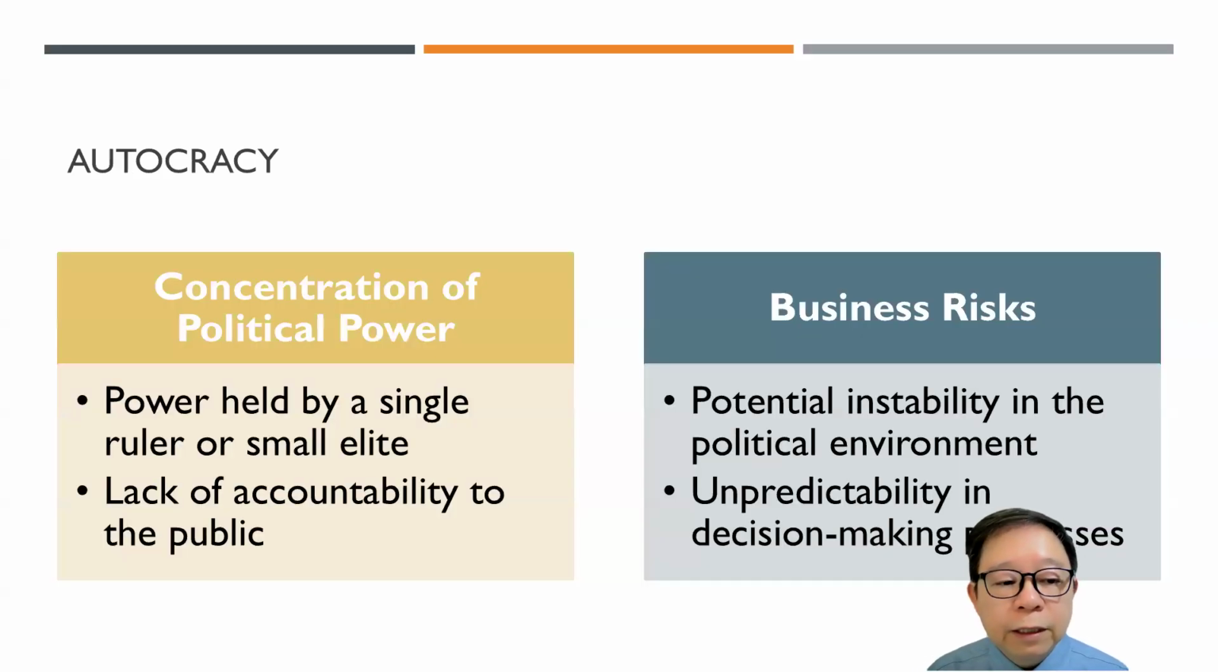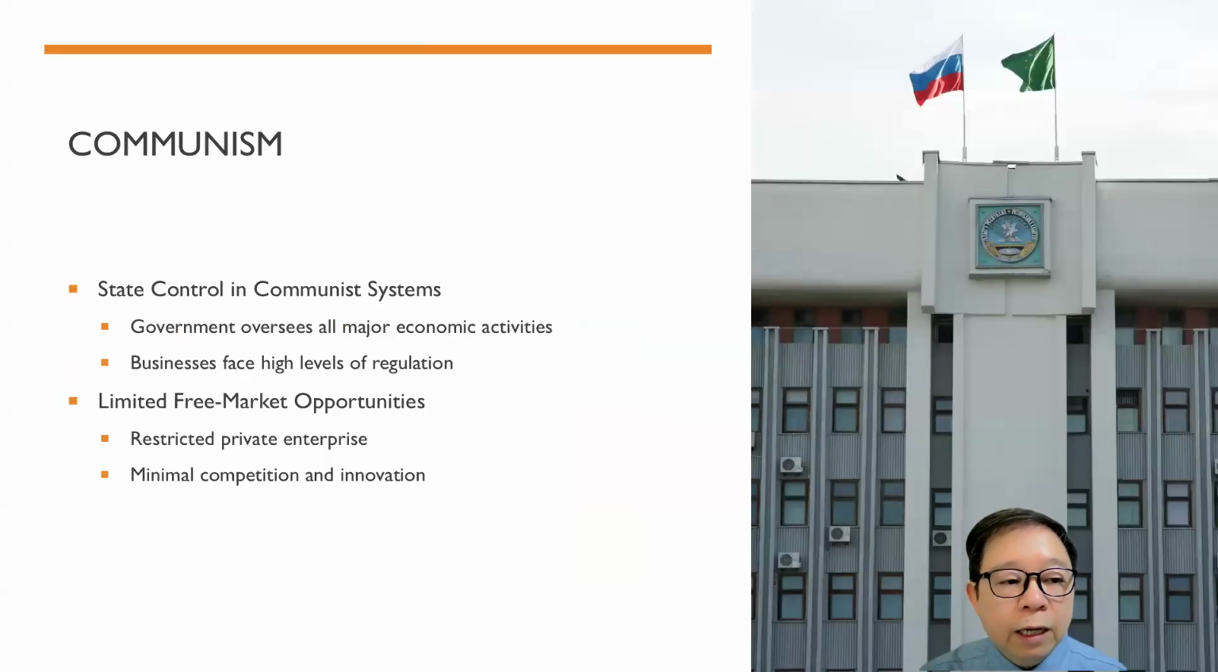Yeah. So autocracy is a concentration of political power, the power held by a single ruler and the elite, with a lack of accountability to the public, right? So as we mentioned just now, the business risk is potential instability in the political environment, also unpredictability, right? Communism is very interesting, right?